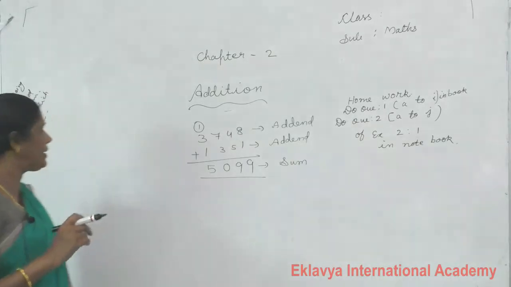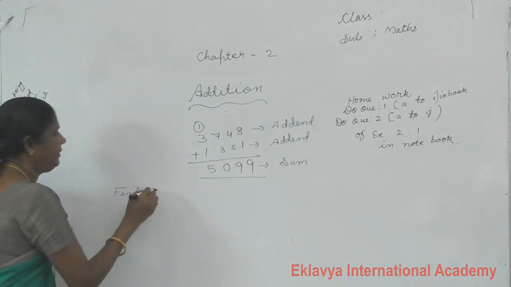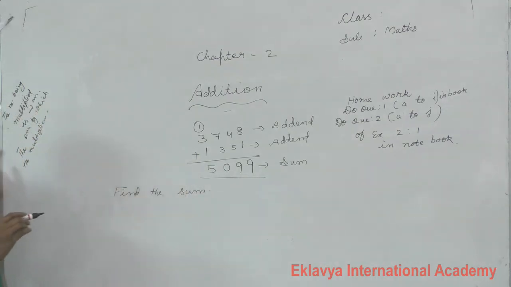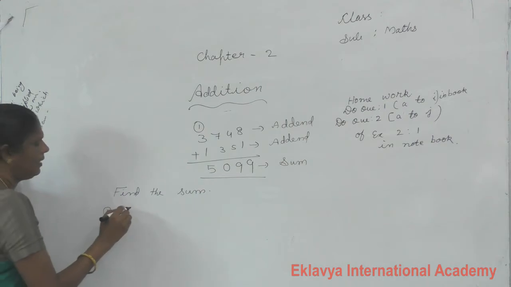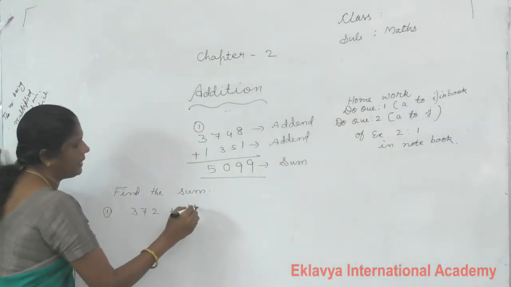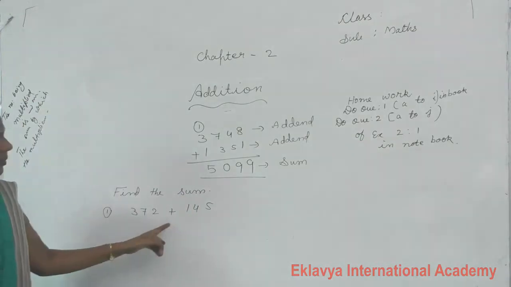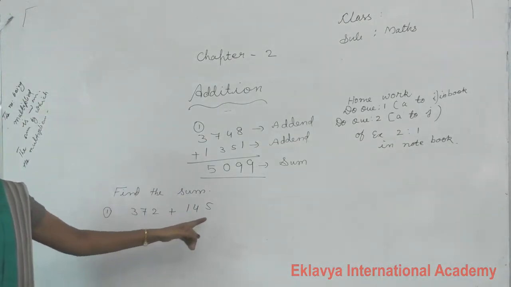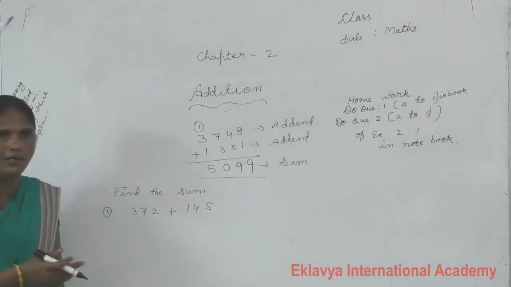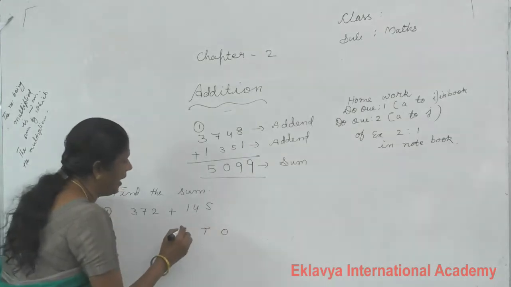Then for example, find the sum. First question: 372 plus 145. Then first, according to place value, we write ones, tens, hundreds.